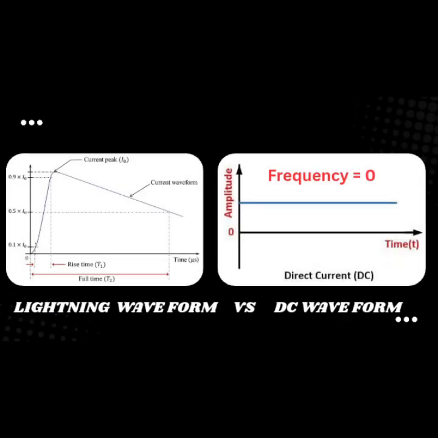Number 2. Frequency of the signal. Direct current typically has zero frequency or a constant value, as it flows in one direction without oscillating or changing polarity. Whereas lightning discharge is transient in nature, with ranges of frequencies from kHz to 1 GHz. This behavior disrupts the standard of a DC signal.